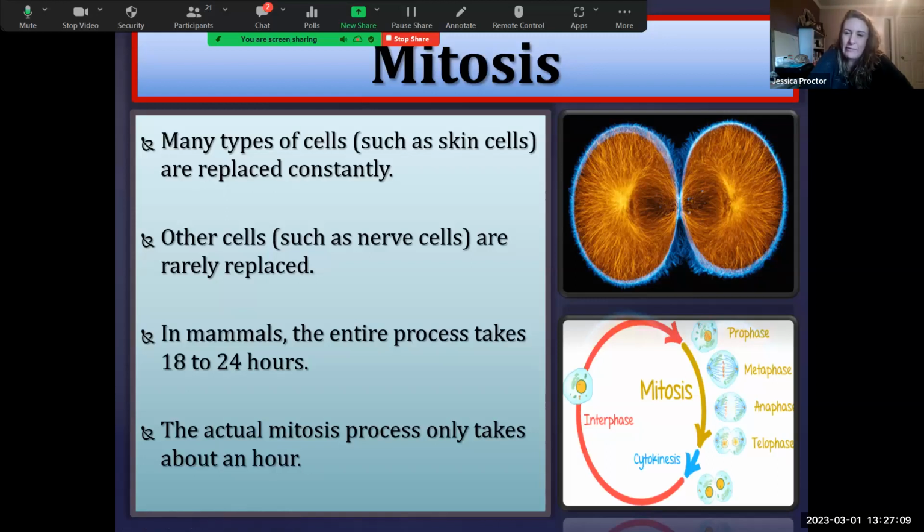So if we were in Vegas and we wanted to guess how many of our cells are in each phase, the most likely place we should put our money is interphase, because the majority of our cells, like right now, are probably in interphase.